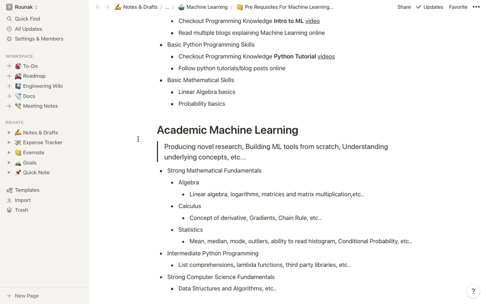And the last thing is strong computer science fundamentals. Whether we are a computer science graduate or not, we should have some simple data structures and algorithms in our bag just to make sure that the concepts which we implement are being implemented in the most efficient way possible. This is academic machine learning. This helps you get into academia faster and also will help you have a better learning curve than before.